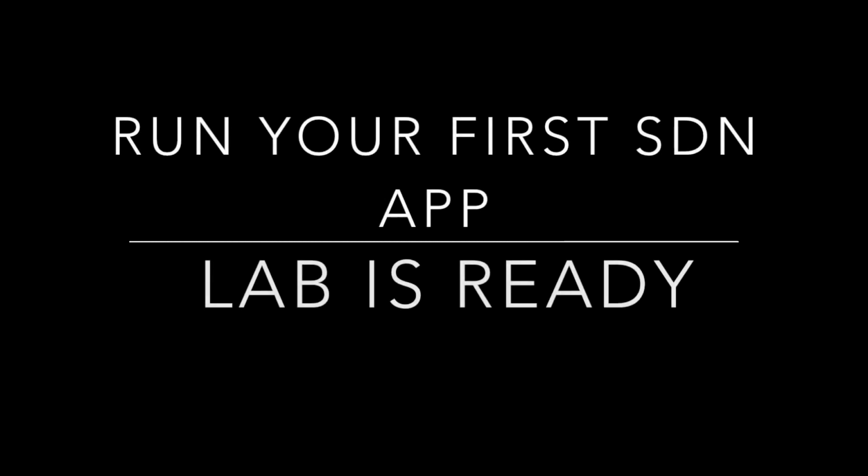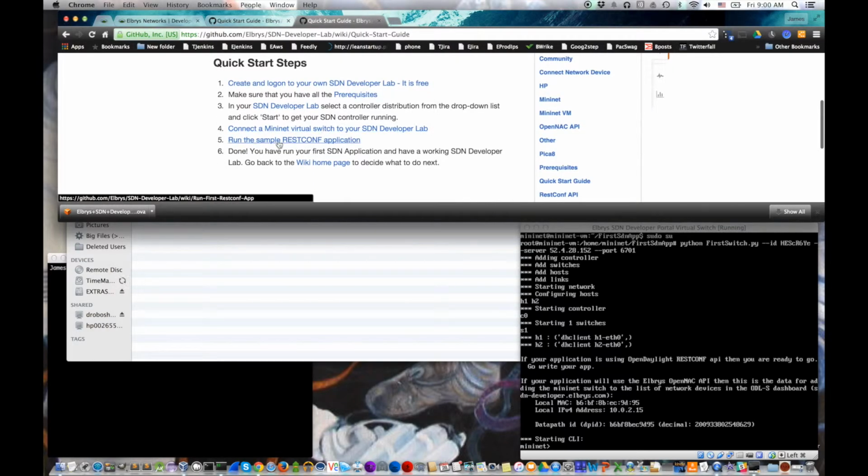Your controller is running, your switch is connected, you now have a fully functional developer lab running. It's time to write an application on top of that lab. In fact, once the lab's running, you'll be able to write any number of applications and run them simultaneously on your lab. Okay, so let's go back to the quick start guide.